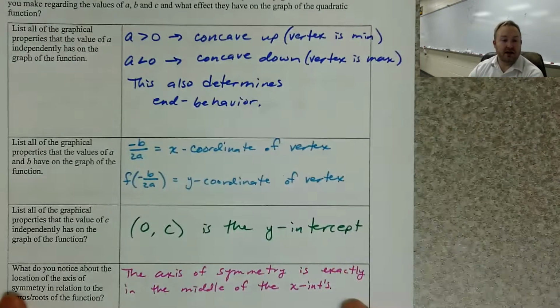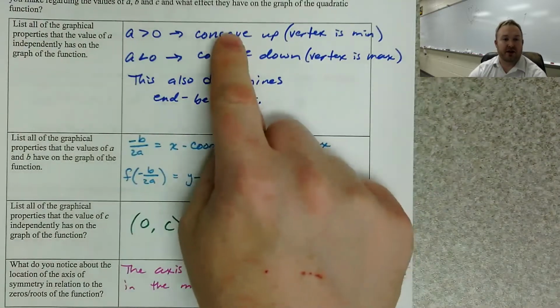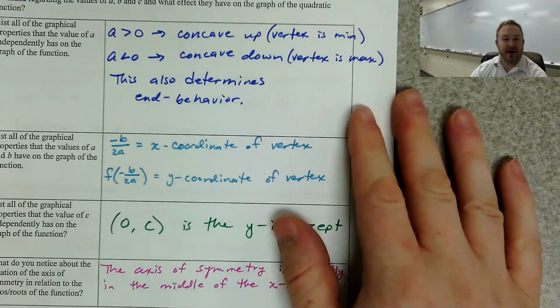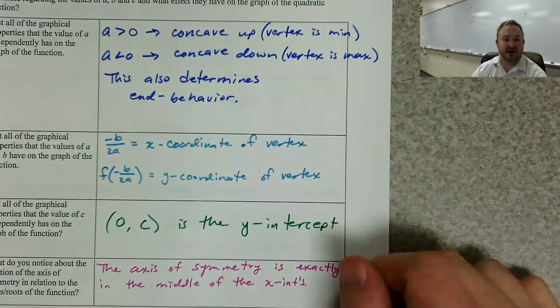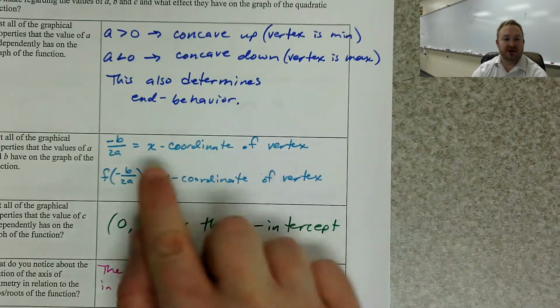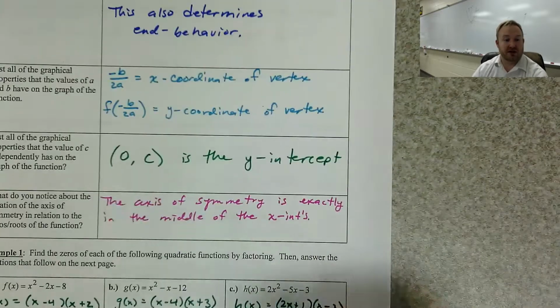For this next page, I'm going to go ahead and stick with this that's already filled out. Everything that's listed here is what I just explained. Whether a is positive or negative tells you whether the graph is concave up or concave down. It also tells you whether the vertex is a maximum or a minimum, and it determines the end behavior. Negative b over 2a tells us the x coordinate of the vertex. If you plug that number into the function, that gives you the y coordinate of the vertex.